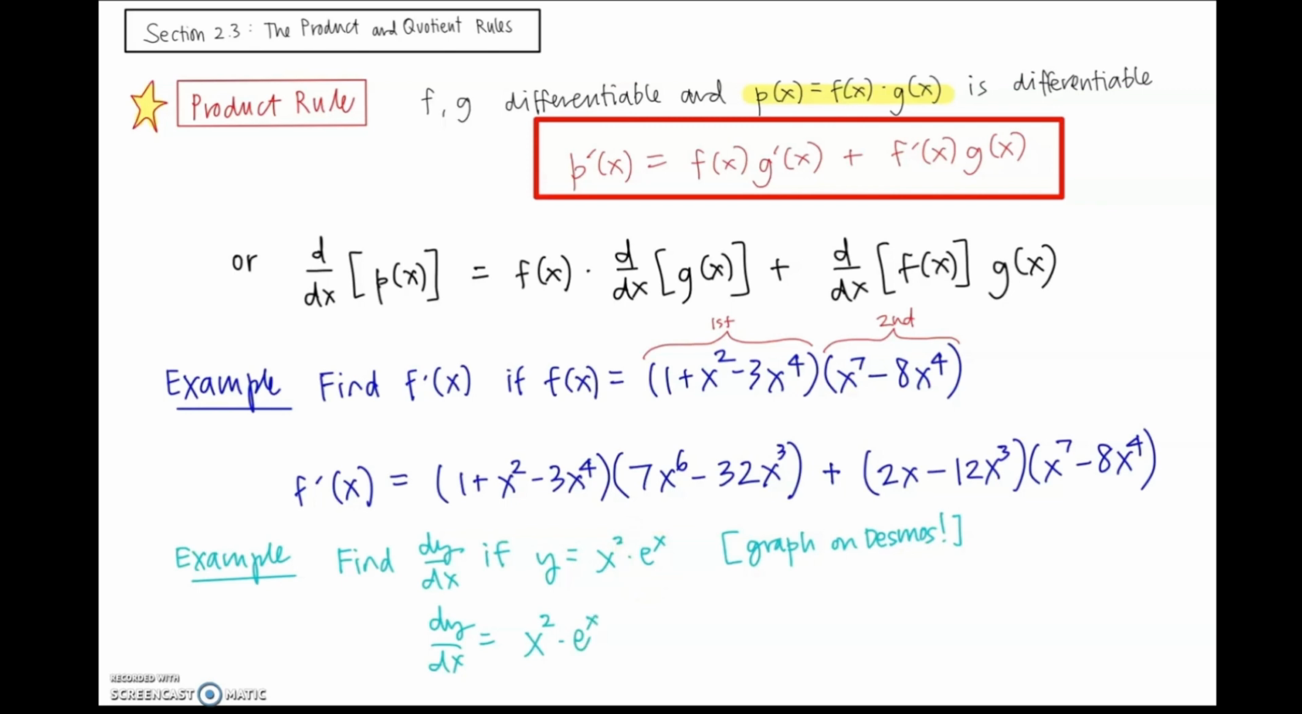And then to that we're going to add the derivative of the first. The derivative of x squared will be 2x. And then tacked onto that is the second function, which is e to the x. So times e to the x. And this is the derivative of that graph that we were looking at earlier.